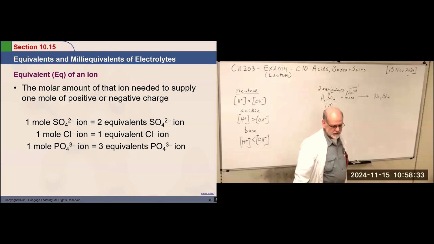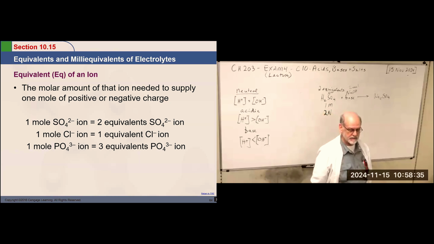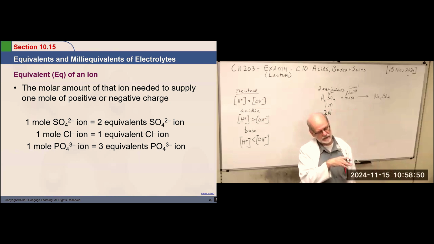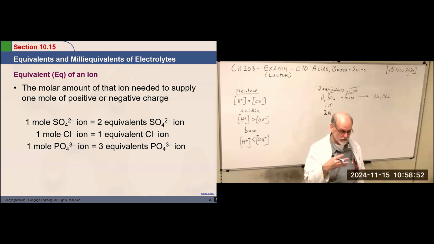Okay. So if you have an acid that is monoprotic and you have 1 mole of it, you also have 1 equivalent. If it's diprotic and you have 1 mole, you have 2 equivalents. For phosphoric acid, you have 3 moles of hydrogen in 1 mole of phosphoric acid. You have 3 equivalents.